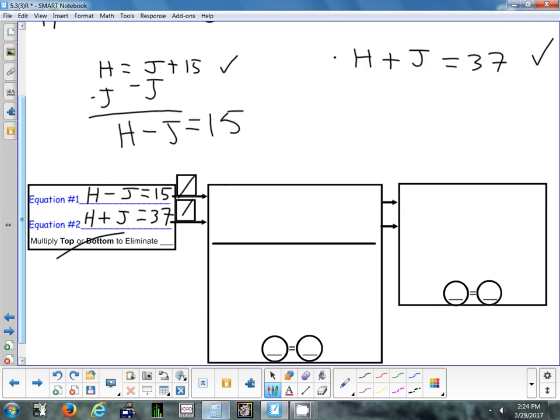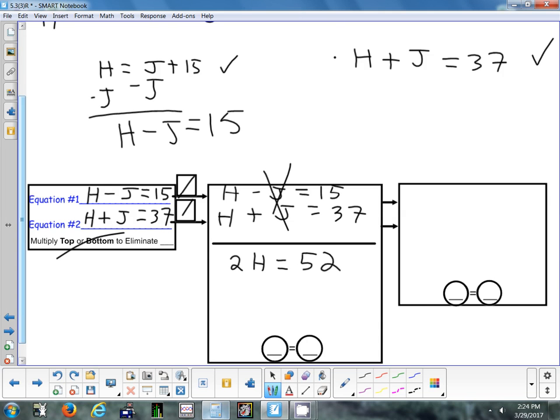Just move them over. Okay, we don't need to change anything. Before I do it, somebody tell me what letter is going to disappear. The J. Negative J? Positive J. That's gone. Okay, add up what's left. How many H's are we going to have when we add up 1H plus 1H? 2H. Okay, how about 15 plus 37? 52.